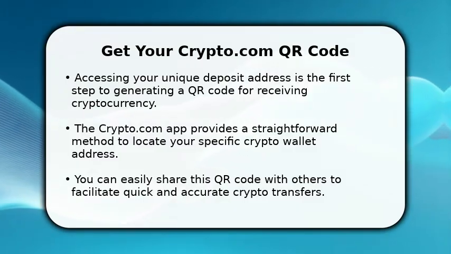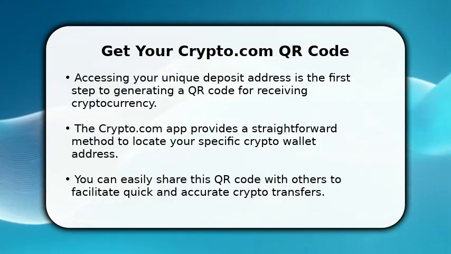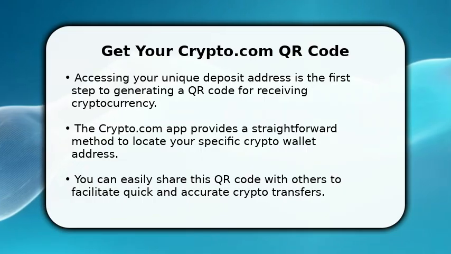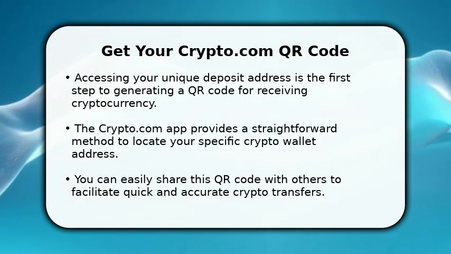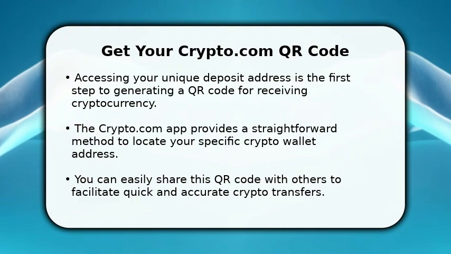First, open your Crypto.com app and navigate to the Accounts tab. From there, select the specific cryptocurrency you wish to receive, like Bitcoin or Ethereum. This action will lead you to its dedicated wallet page. It's a simple process designed for quick access to your digital assets. Getting your QR code is essential for smooth transactions.